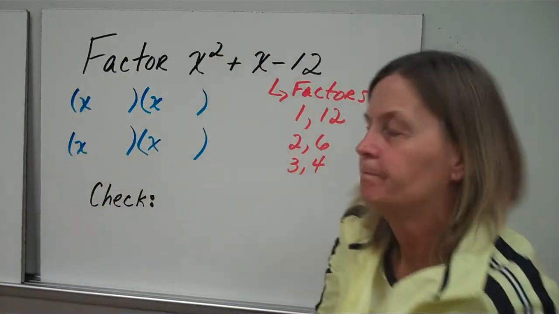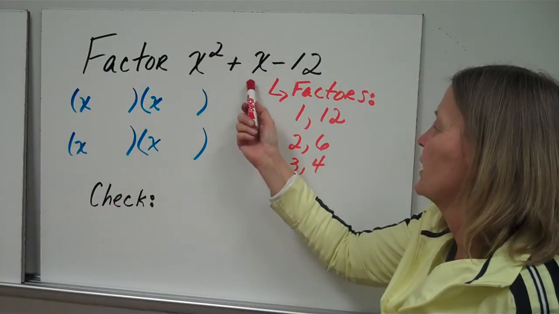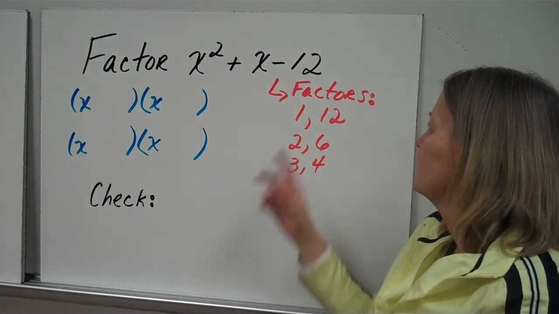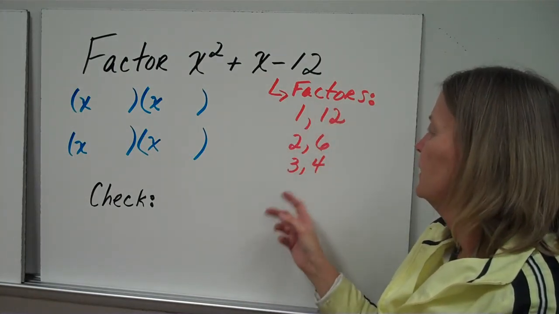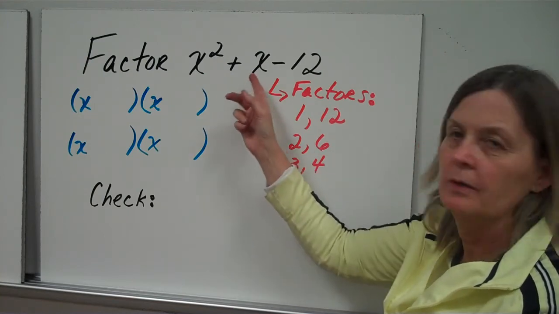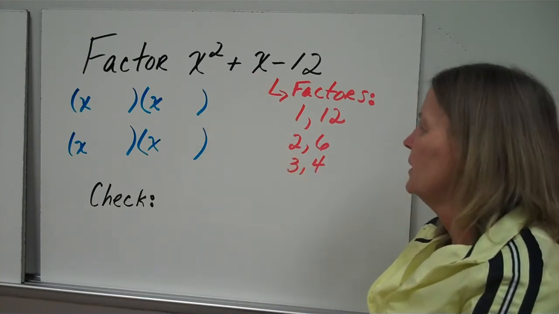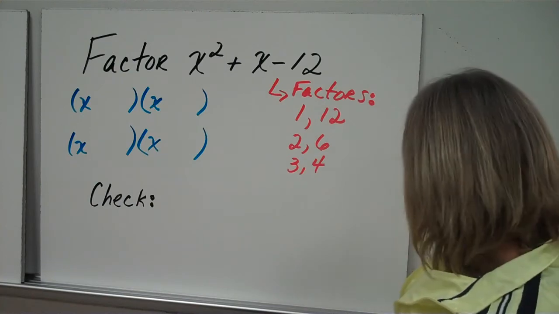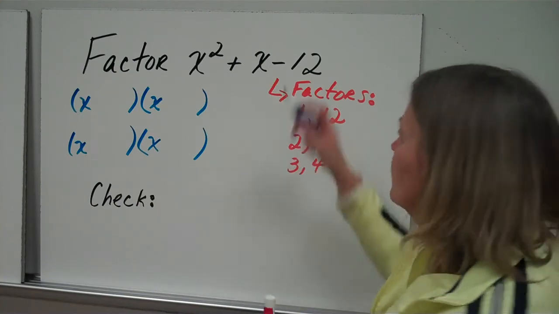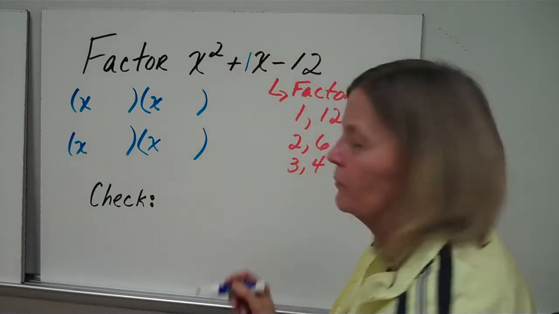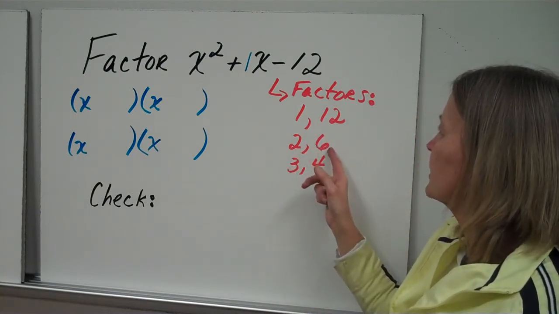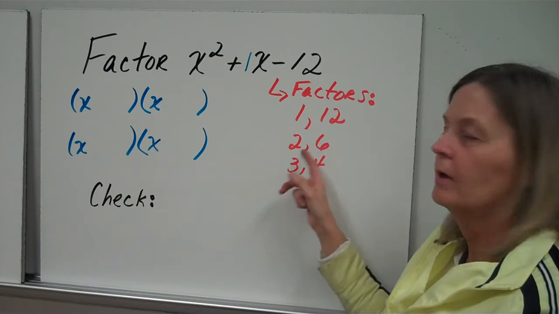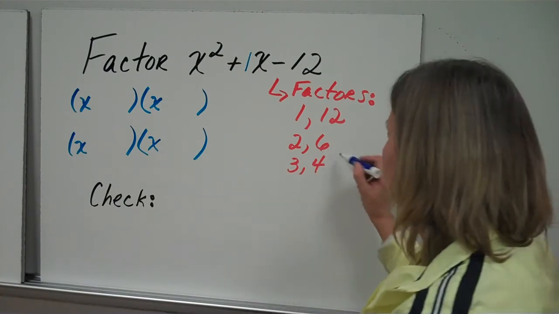Let's try another one. X squared plus x minus 12. Factors of 12. 1 and 12, 2 and 6, 3 and 4. Again, we're looking for a relationship to the middle term. Keep in mind in this middle term, there's an invisible coefficient of 1 there. 12 and 1, 2 and 6, 3 and 4 have the relationship.